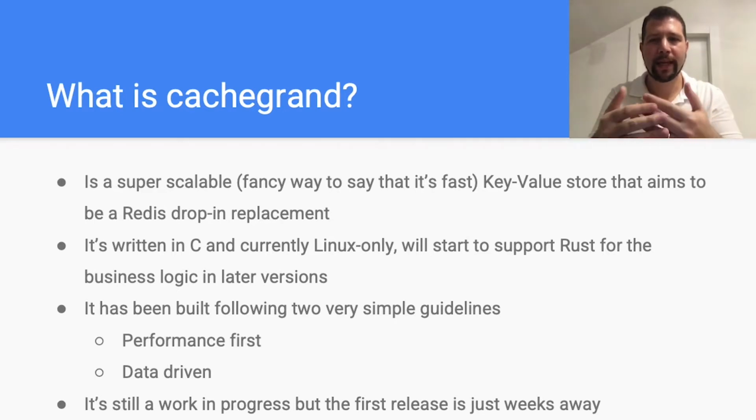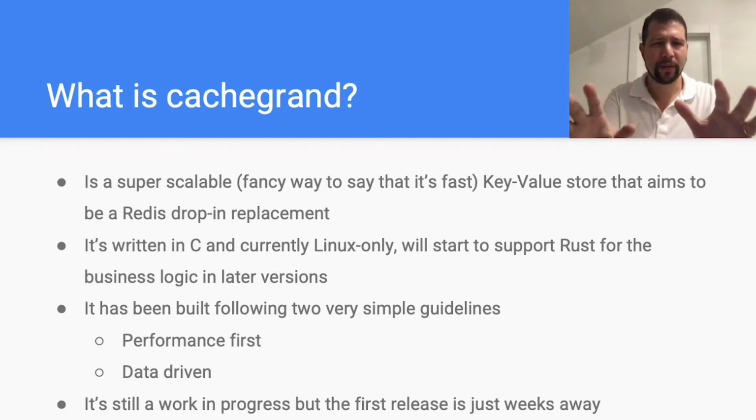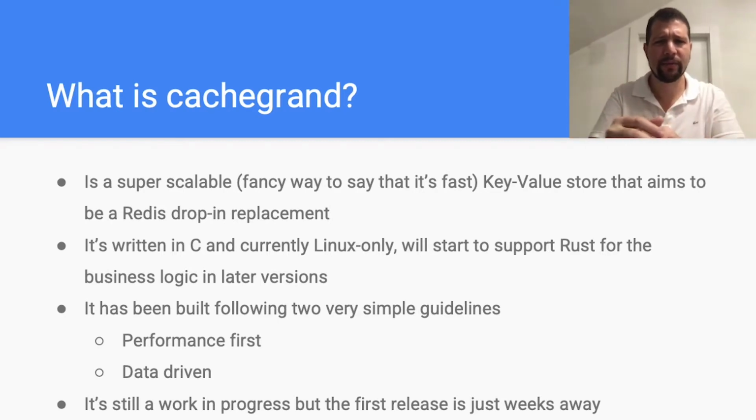Cachegrand is a super scalable key value store that aims to be a Redis drop-in replacement. To achieve better performances, it's written in C and it's Linux only. Rust will be introduced down the line for higher level business logic. It has been built following two very simple guidelines: performance first and being data-driven. It's still a work in progress, although the first release is just a few weeks away.